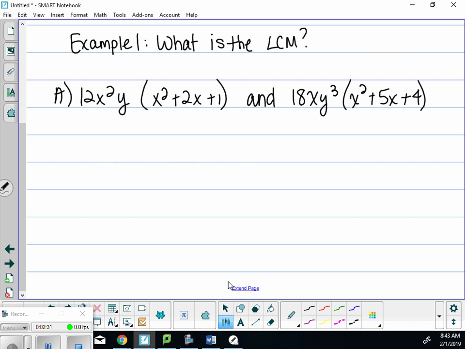So if we factor 12x squared y times x squared plus 2x plus 1 all the way down to its basics, 12 breaks down into 4 times 3, which breaks down into 2 times 2. So we have 2 times 2 times 3 times x squared times y. Factor the x squared plus 2x plus 1. Two numbers that multiply to 1 have to be 1 and 1. We want them to add to 2, so they should both be positive.